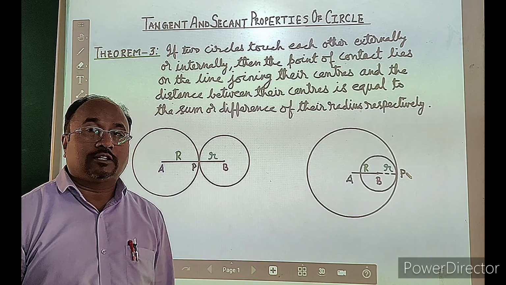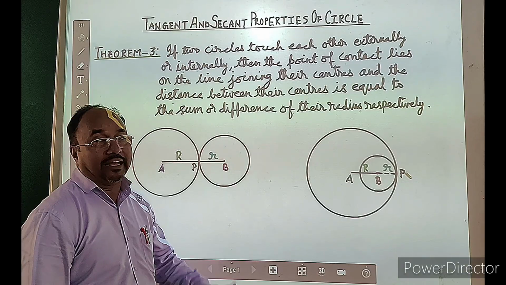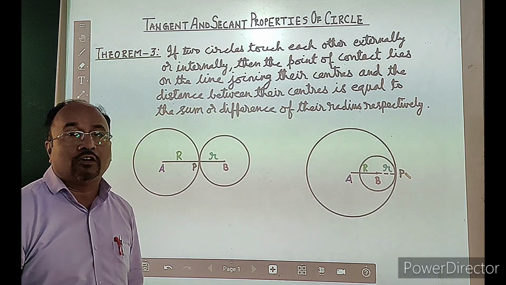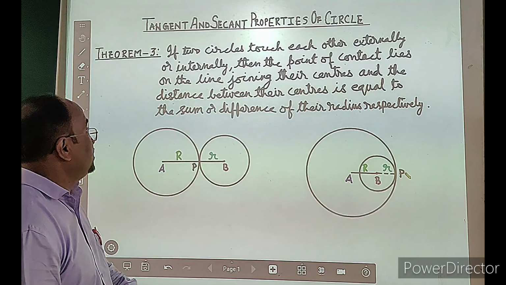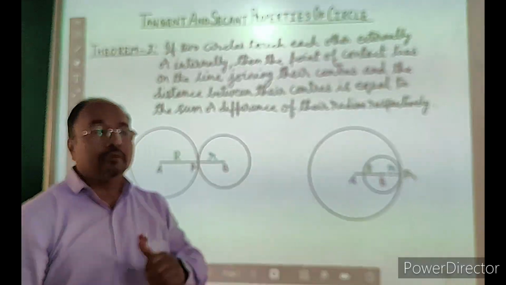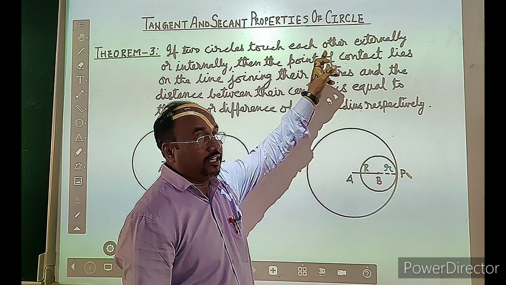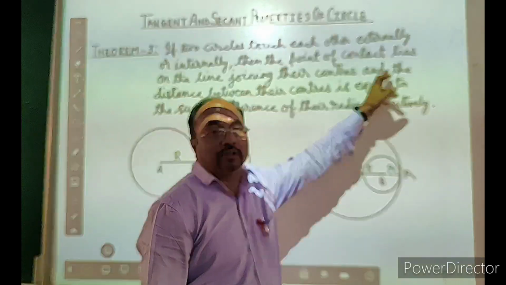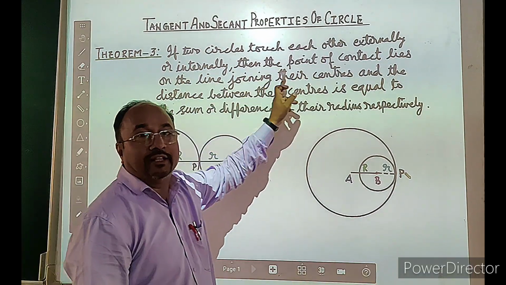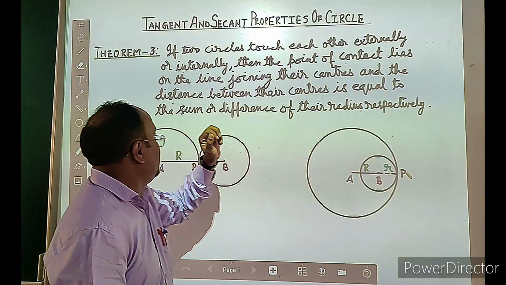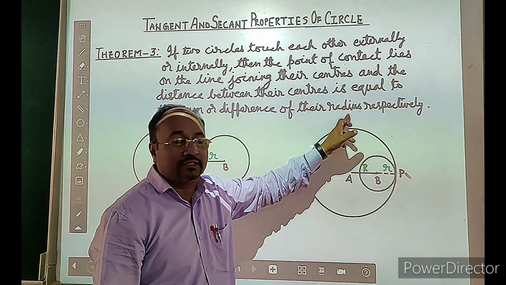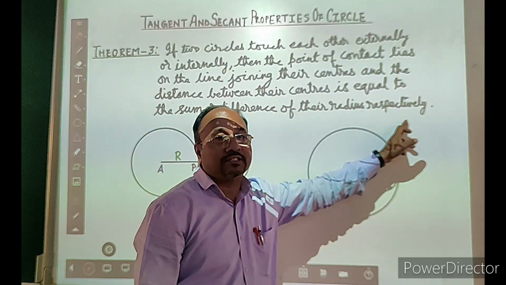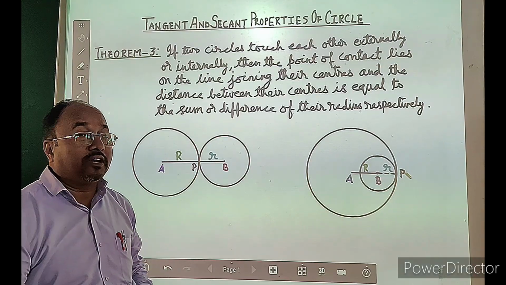So now we start with the third theorem regarding the tangent and secant properties. But you will find here that actually tangents are not drawn. Okay, now follow what the theorem is. The theorem says if two circles touch each other externally or internally, then the point of contact lies on the line joining their centers, and the distance between their centers is equal to the sum or difference of the radii respectively. So follow what it says.